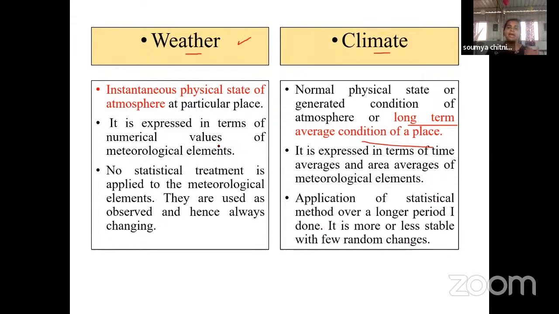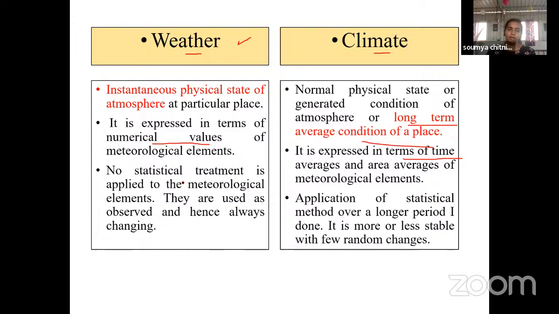And this weather can be expressed in terms of numerical values. We can say it in numbers. But in case of climate, we usually talk about two terms here: one is time and the other is area. We do not mention it in numerical values, but we say, take 20 years, 30 years, and take a larger area. So area and time matter a lot in terms of climate. But weather is an instant physical state, so it's not really necessary to mention these.